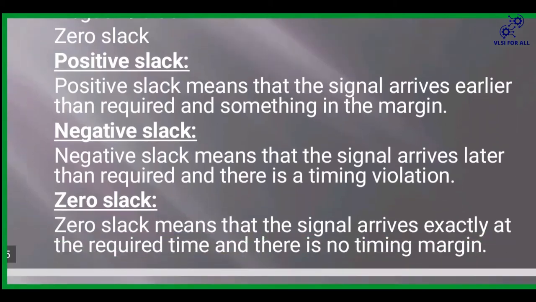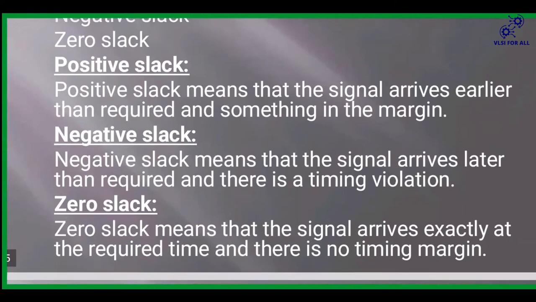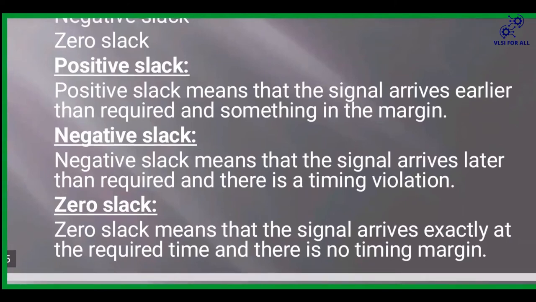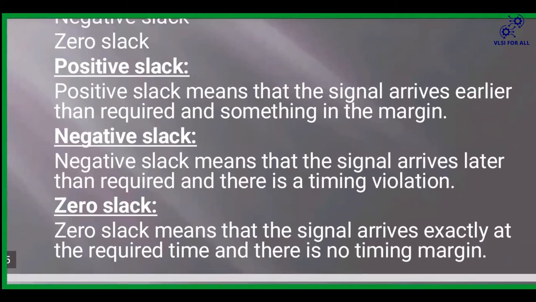Next, negative slack. What is a negative slack? Negative slack is when the signal arrives later than the required time. For example, I want the signal to arrive at 4 nanoseconds, but if the signal arrives after 4 nanoseconds, say at 6 nanoseconds, when we subtract, we'll get a negative value, right?